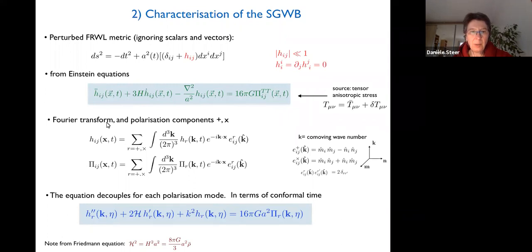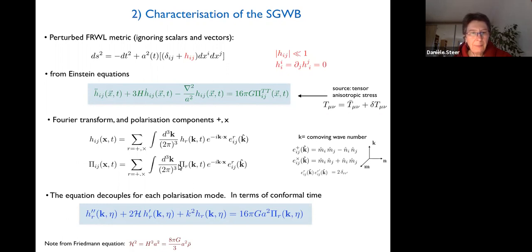So let's rewrite it in Fourier space and in terms of its polarization components, plus and cross. Here's the Fourier transform, with the polarization vectors e^R, where R is plus or cross, which I'm summing over. The polarization vectors are given here in a standard right-handed basis. I'm doing the same thing for the Fourier transform of the gravitational wave h_ij and the Fourier transform of the TT part, I've probably dropped the indices TT now, the transverse and traceless part of the perturbed stress-energy tensor, so the anisotropic stress.